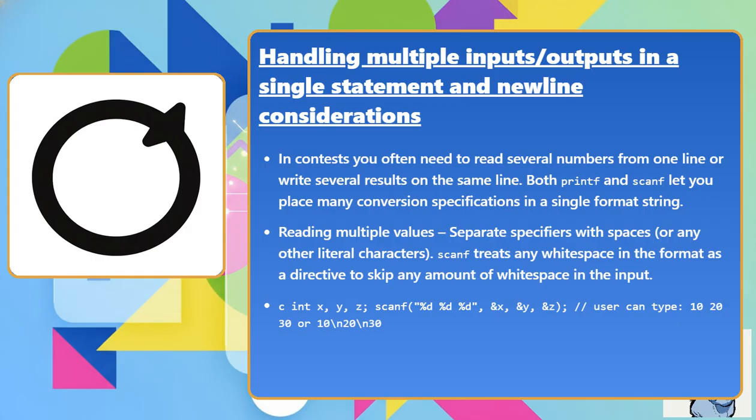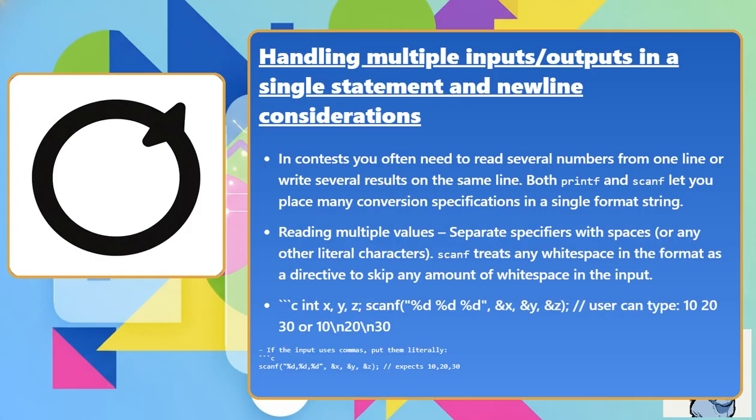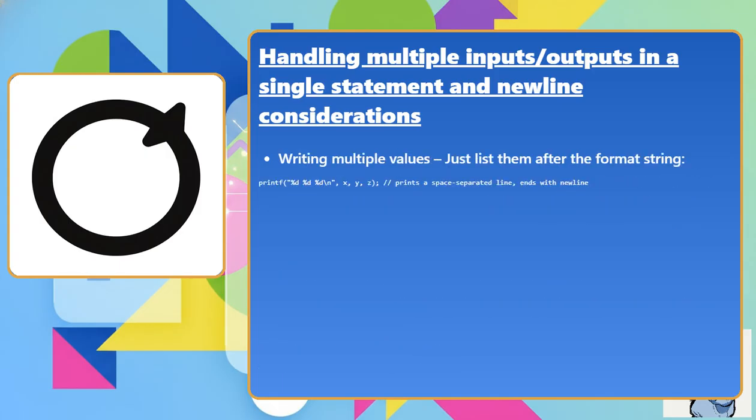User can type 10 20 30 or 10\n20\n30. If the input uses commas, put them literally. scanf("%d,%d,%d", &x, &y, &z); // expects 10,20,30. Writing multiple values: just list them after the format string. printf("%d %d %d\n", x, y, z); // prints a space-separated line and ends with newline.